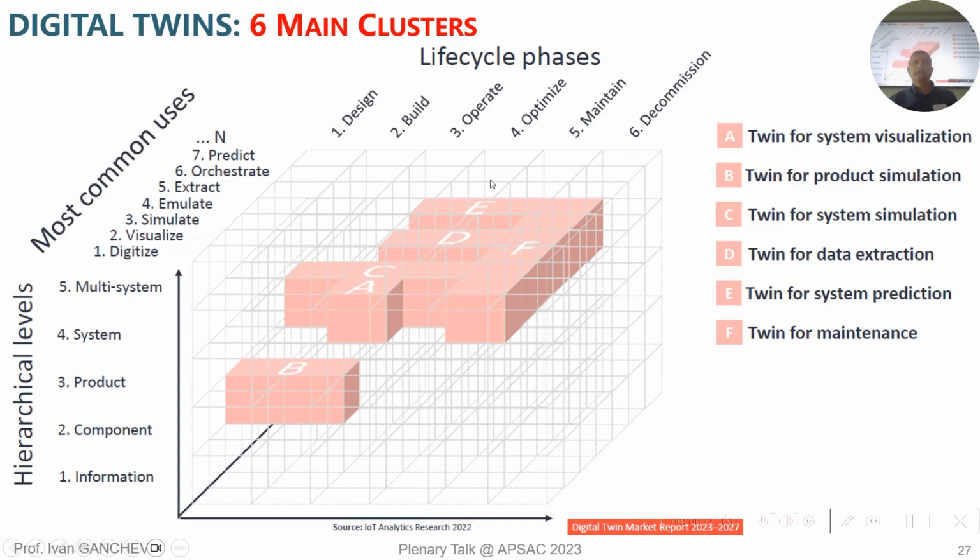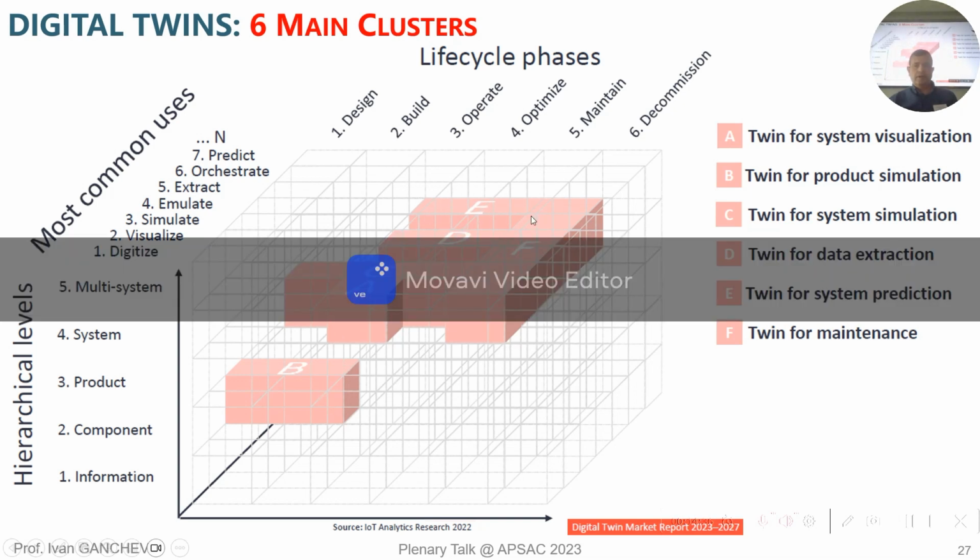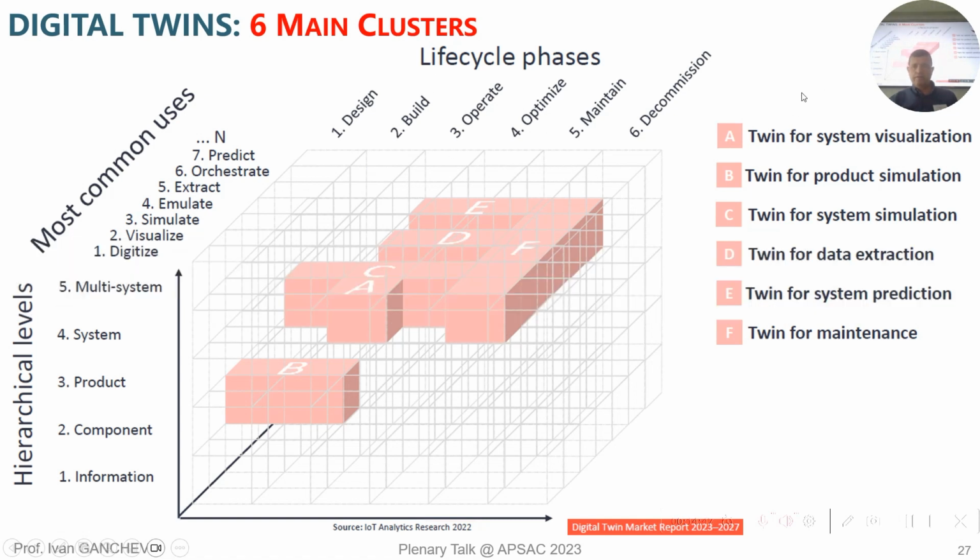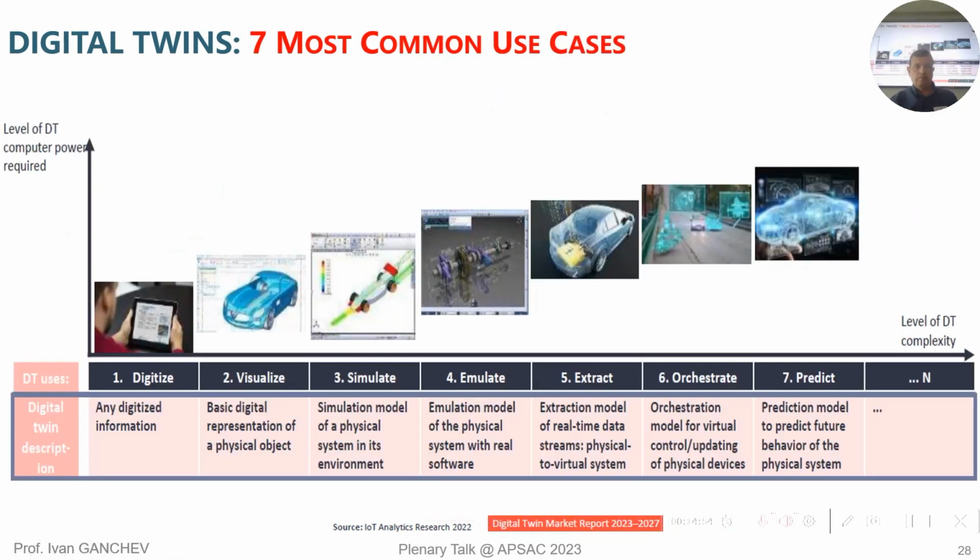Here are the 6 main clusters developed well so far. And as you can see, most of them are on the system level, which means digital twin is applying to our entire system, including visualization, simulation, prediction, and system maintenance.